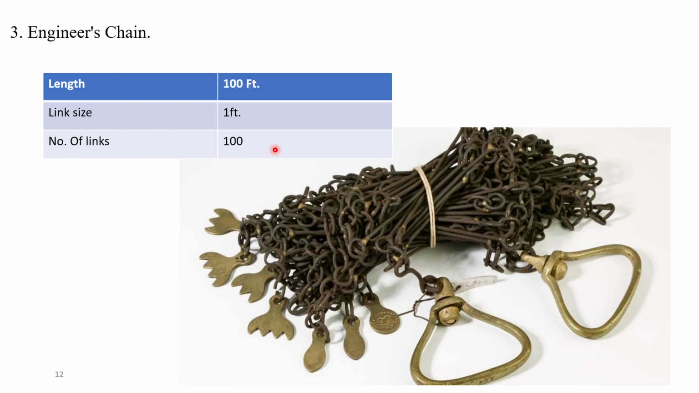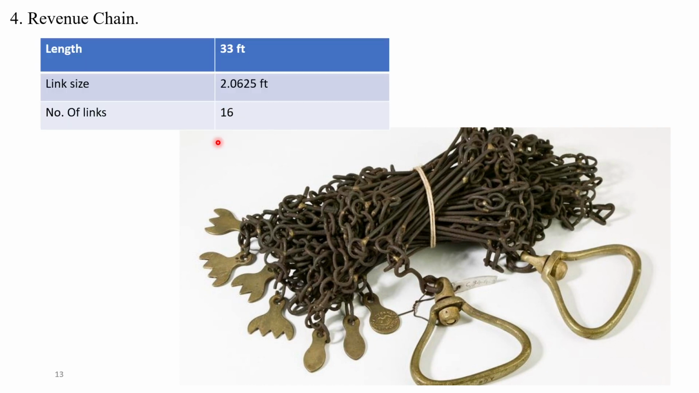After that, there is the engineer's chain. The length of the engineer's chain is 100 feet. The link size is 1 foot, and the number of links will be 100. Okay, this is the property of the engineer's chain.